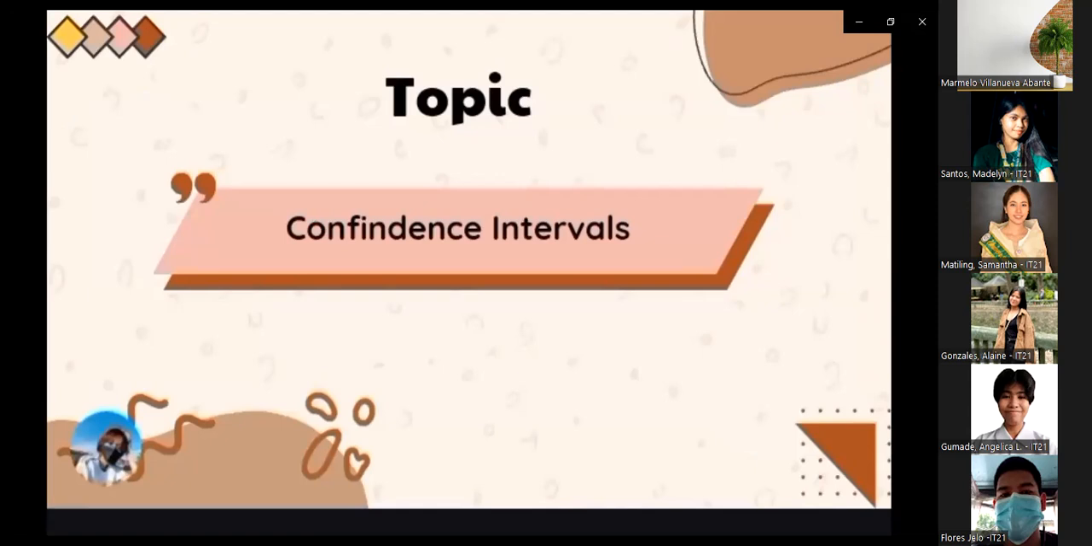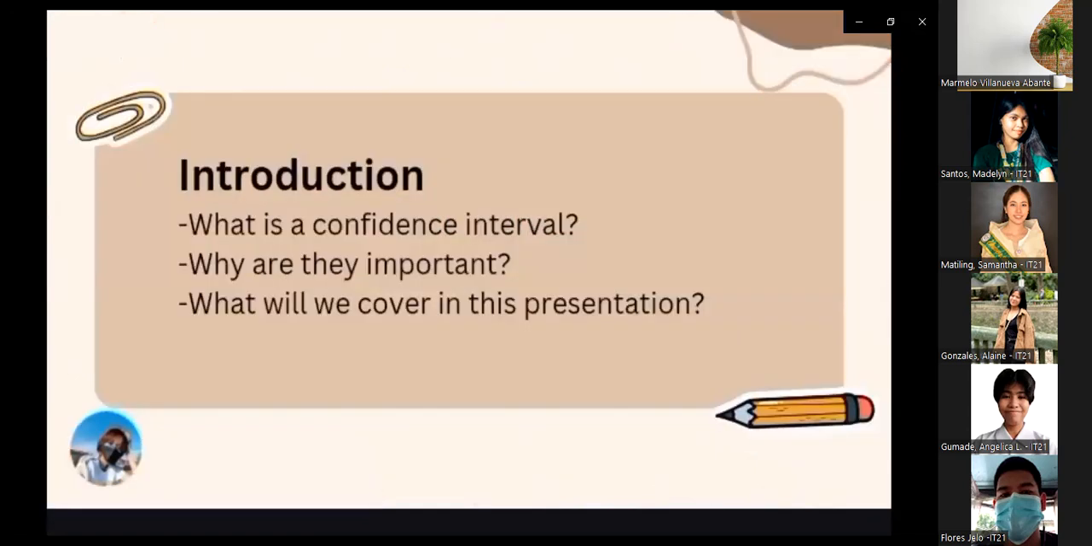I'm going to be discussing the topic confidence intervals. Confidence intervals are a statistical tool that provides a range of values that is likely to contain the true value of a population parameter with a certain degree of confidence. In this report, we will cover the definition of a confidence interval, why they are important, and how they are calculated.